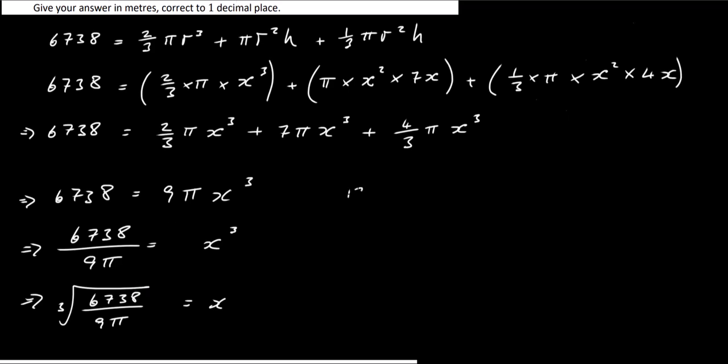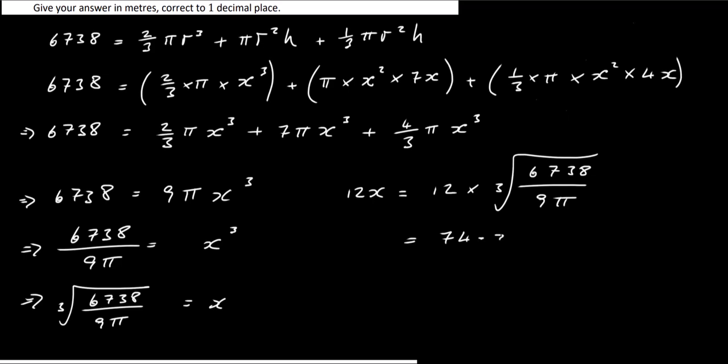So 12x then is equal to 12 times the cube root of 6738 over 9 pi. Now when you do that, you get 74.397918. So we want this to one decimal place, so that's 74.4, and our units are in meters.